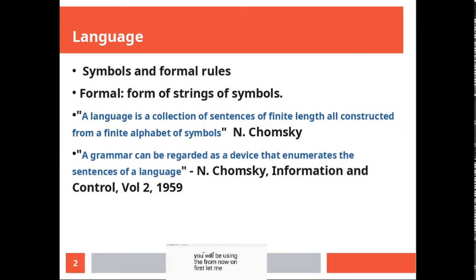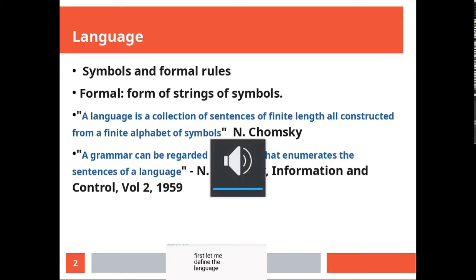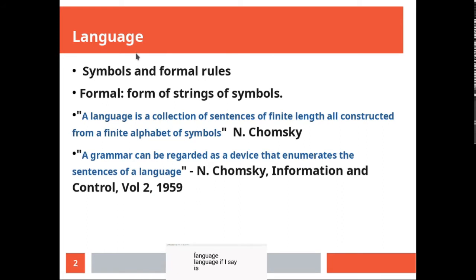First, let me define the language. So language, if I say, consists of symbols and formal rules. Formal means it is forming strings of symbols. And if I take the formal definition as given by Noam Chomsky, a language is a collection of sentences of finite length. They are all constructed from a finite alphabet of symbols.